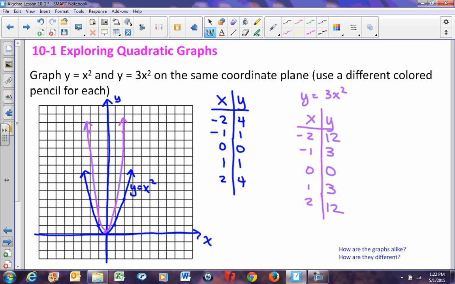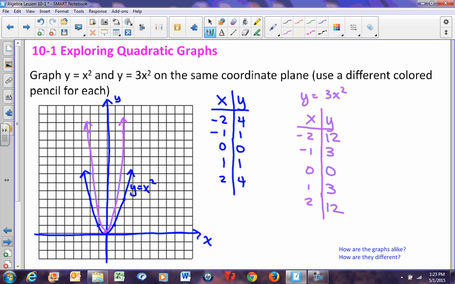We can take a look at these, and we can see that the parent function parabola of y equals x squared and this one are alike because they both have the vertex at 0, 0. The vertex is at the origin. They're both U-shaped graphs with the lowest point at the origin. And they're different in that the purple graph is a lot skinnier than the blue graph. It's narrower. So that's how we can tell the difference between the two of them.